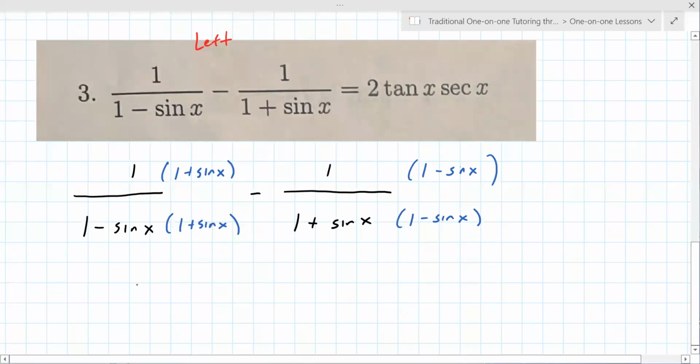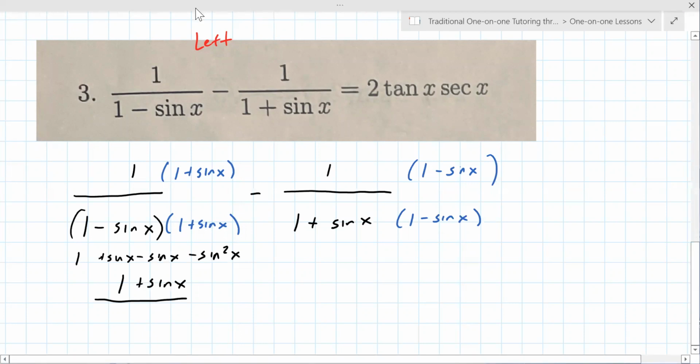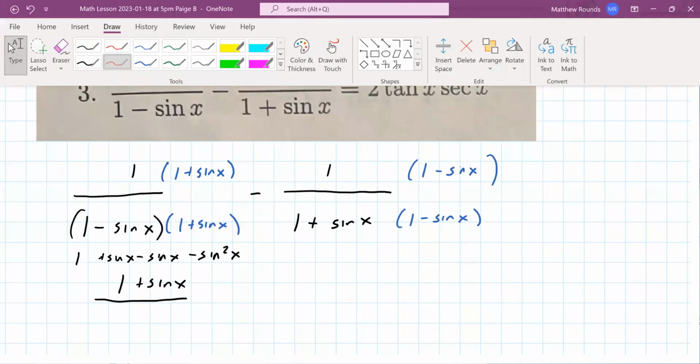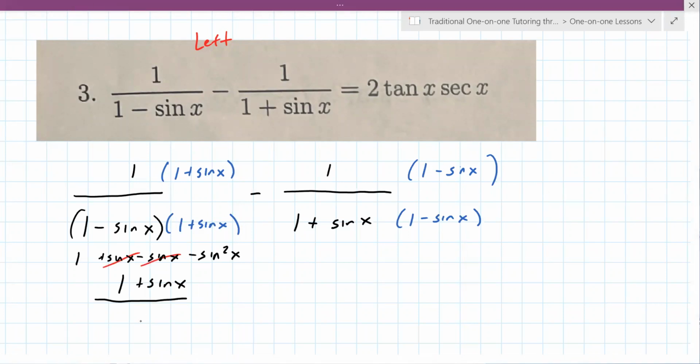Okay, so on top, you're going to have 1 plus sine x. Then on the bottom, it's really good if you remember how to FOIL something like this and see the cancellation. And if you don't, you got to FOIL it out. It's 1 plus sine x minus sine x minus sine squared x. But you can see that the outer and the inner terms, the O and the I, they cancel. These cancel right here. So on the bottom, you get 1 minus sine squared x.